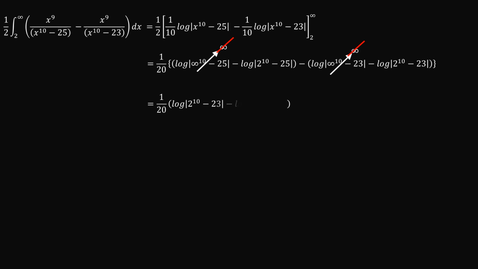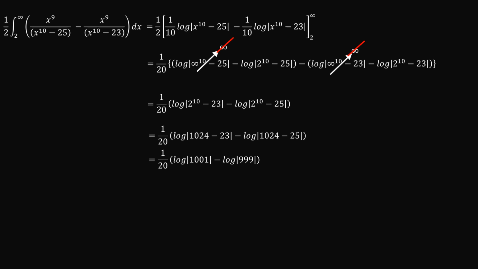And now we are left with 1 over 20 log to the power 10 minus 23 absolute minus log to the power 10 minus 25 absolute. And so this is a logarithm of 10^24 minus 23 minus log 10^24 minus 25, which is 1 over 20 times log 1001 absolute minus log 999 absolute. You can express that as 1001 over 999 log.